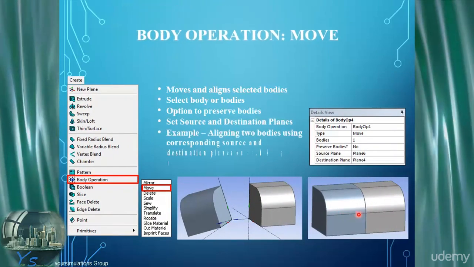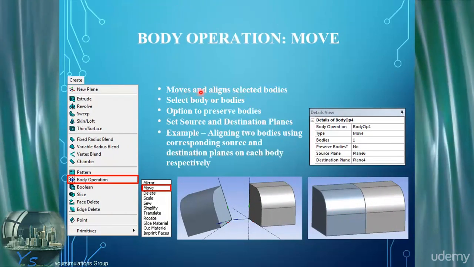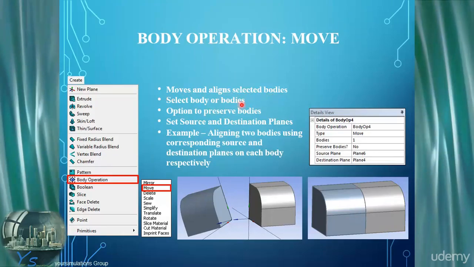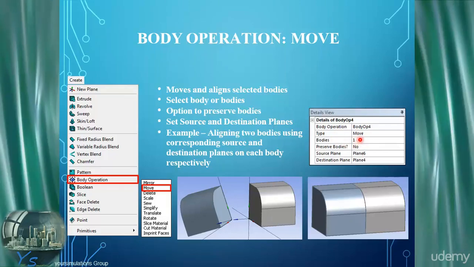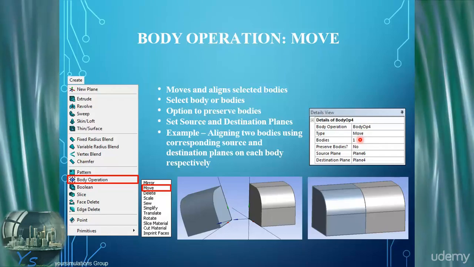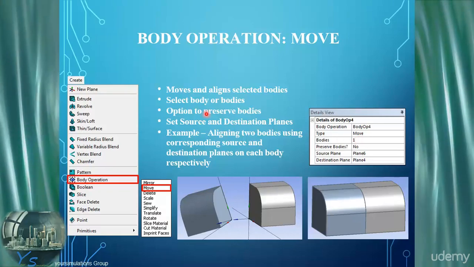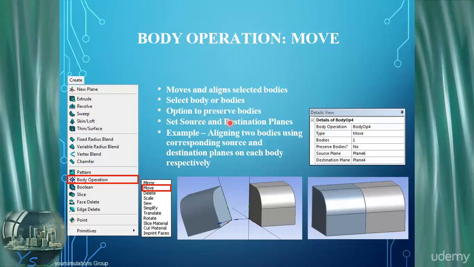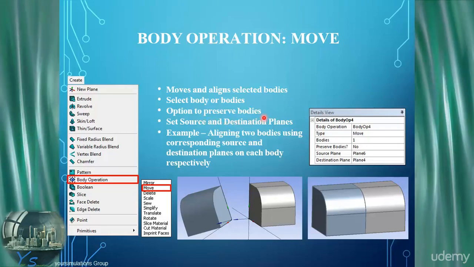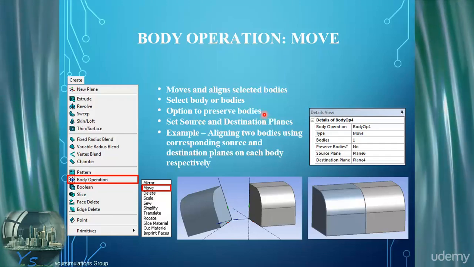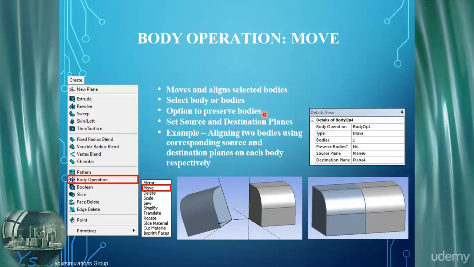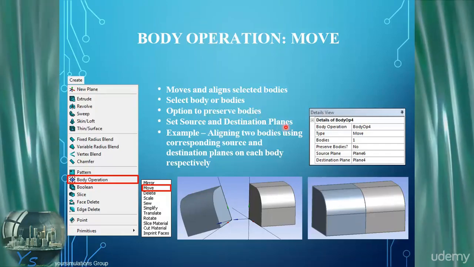Another operation under the body operation tool is move, which moves and aligns selected bodies, and in this case we need to select the bodies of interest. Once we click on bodies, in this case one body is selected, we can then left click on the body with the body option chosen, and we can select the bodies for moving. We have the option, just as with the mirroring tool, to preserve the pre-existing body so it's retained in its original position if we still need it for any other operations, or indeed to retain it for the simulation itself.